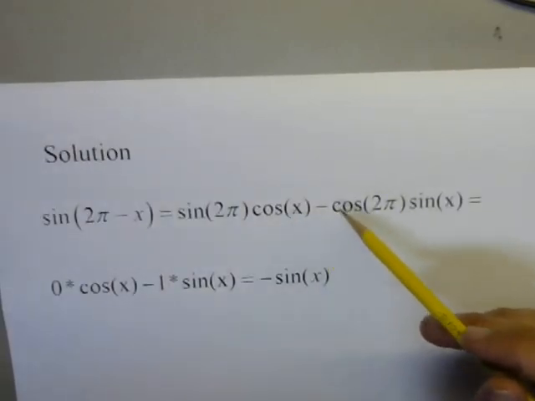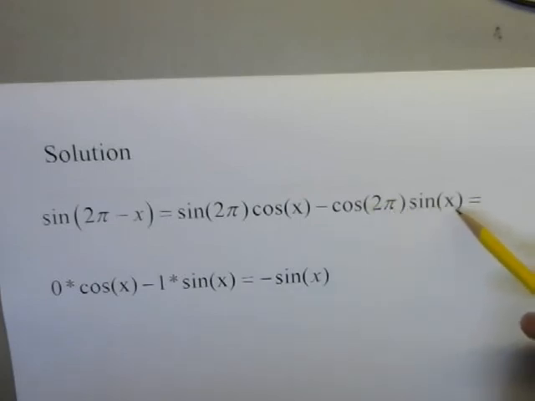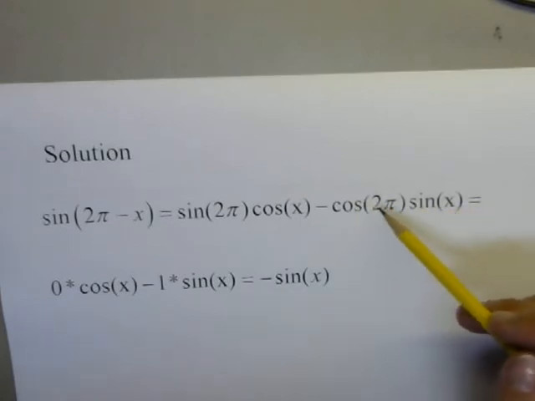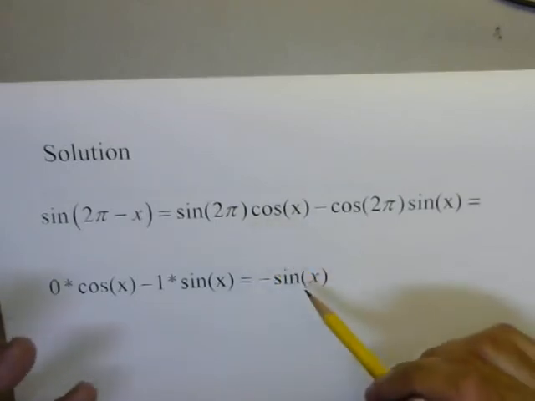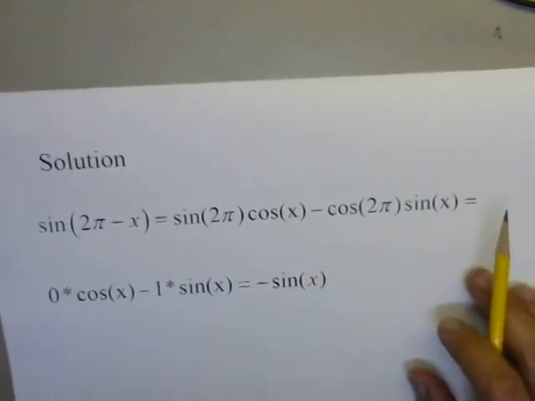And so then you'll have cosine of x minus cosine of pi halves sine of x. Well, again, this is 1. This is 0, so that disappears, and it gives you negative sine of x.